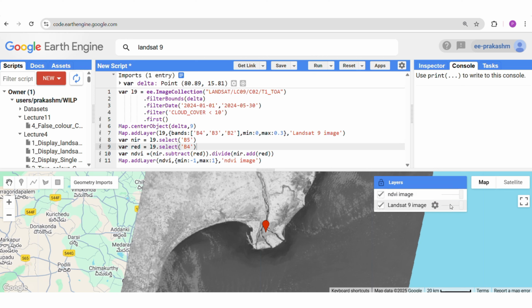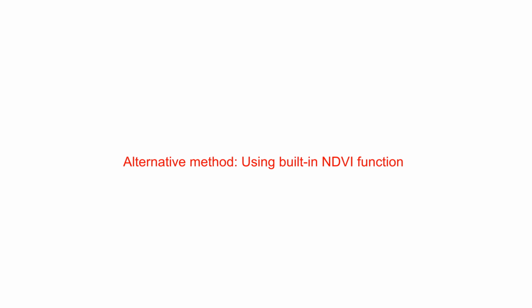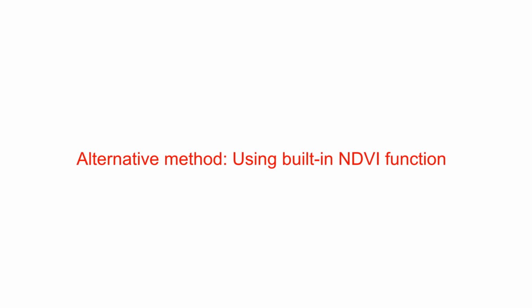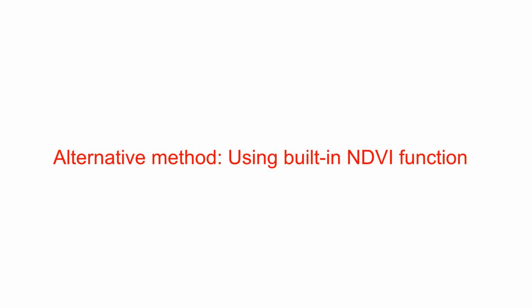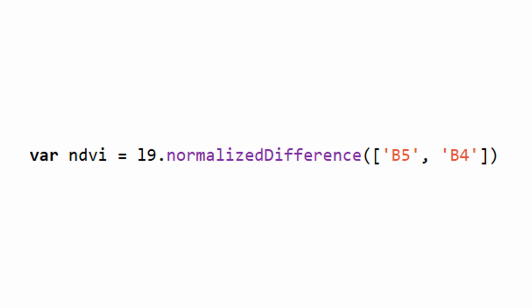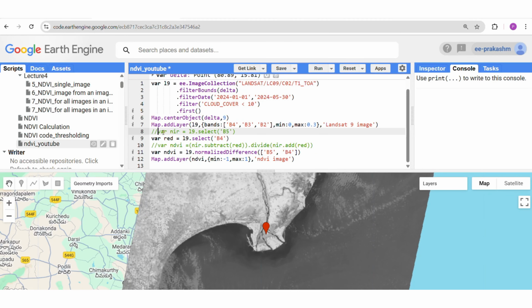We can see the names of the images in the layer dropdown. Instead of writing formula, we can use built-in function to calculate NDVI. The normalized difference function is a built-in function that directly uses band 5, NIR, and band 4, red, to calculate the NDVI. No need to select the bands and declare variables in this case. We can use function directly here.